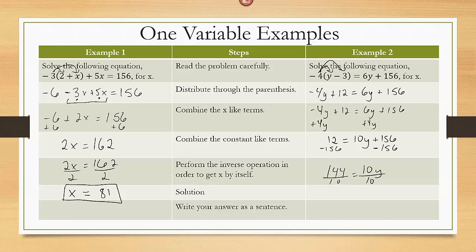And so then our y equals 14.4, or as a fraction, 72 over 5. And this is our solution.